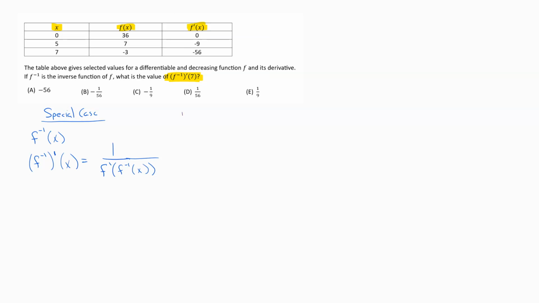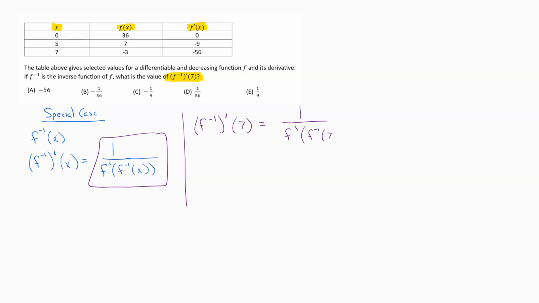So for us, what we're looking for is this value here. We're looking for the derivative of the inverse evaluated at 7. So using this special case, what we know is this would be 1 over f prime with the inverse having 7 plugged into it. So you look up at your table right now and you say to yourself, well, I don't have a value for inverses in the table. I've got a value for f primes and I've got a value for f of x, but I don't know what the inverse is based upon that table at first.